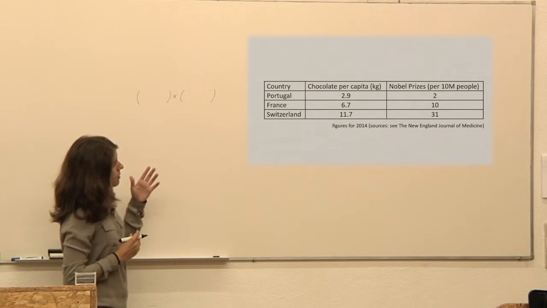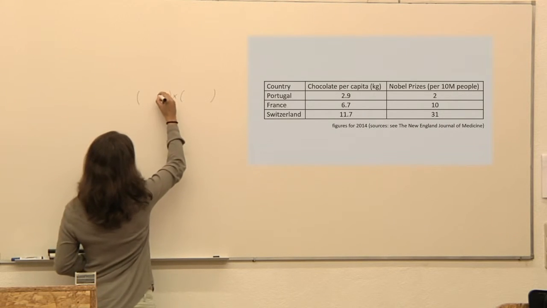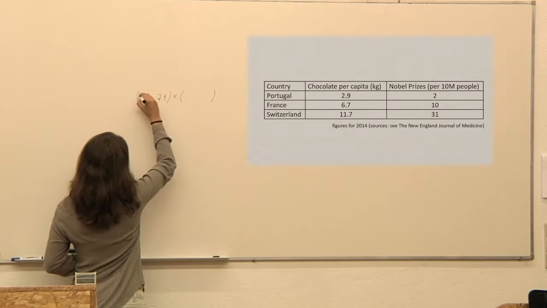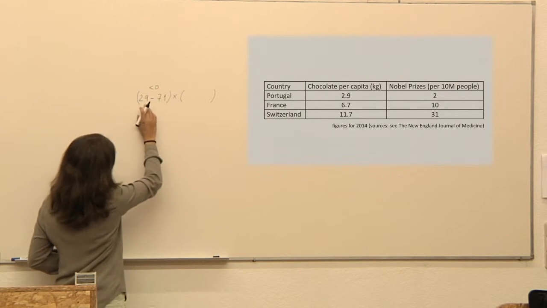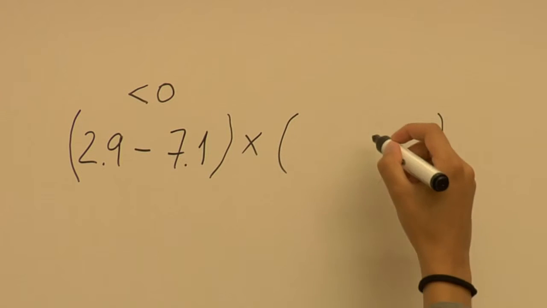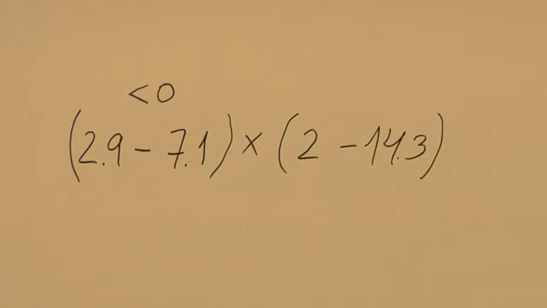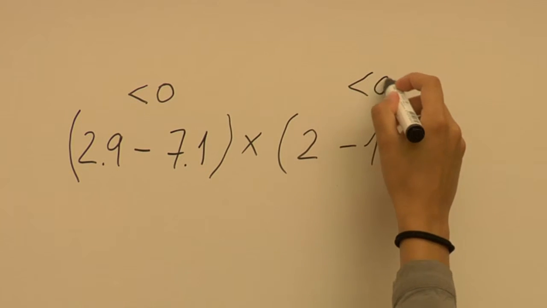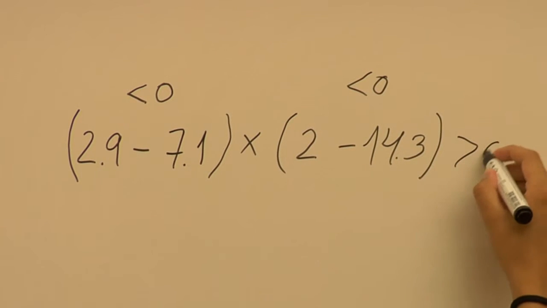So, for example, the mean of chocolate consumption is 7.1, and for Portugal that consumption was 2.9. Okay, so this difference is negative, and in terms of Nobel Prizes, the average is 14.3, and for Portugal, we only have 2 Nobel Prizes. So once again, this difference will be negative. So remember, negative times negative yields a positive number.